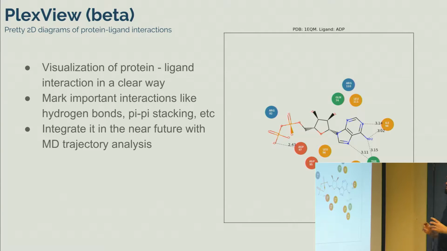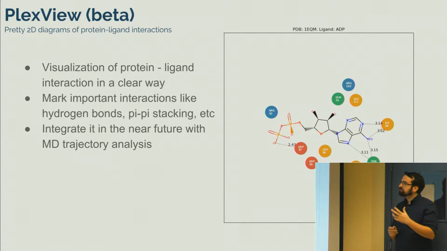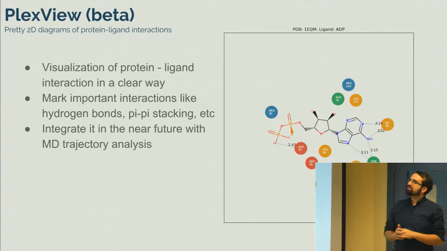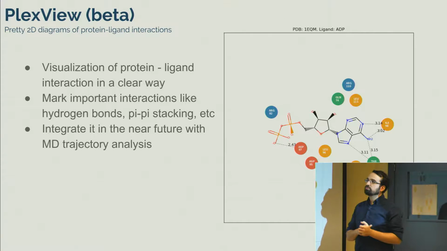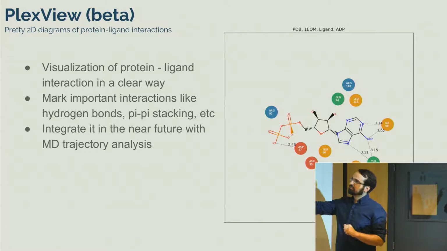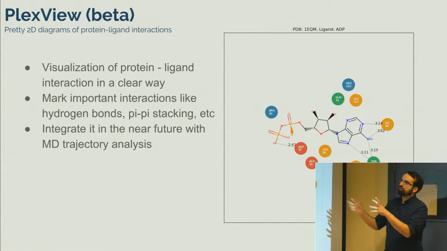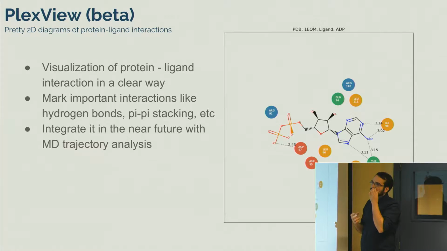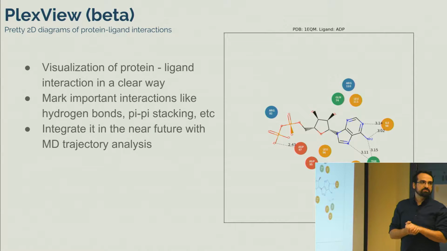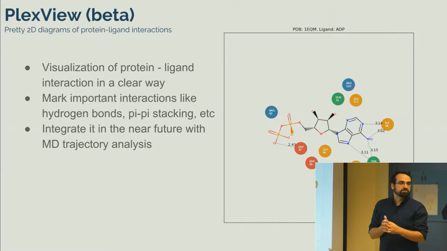And now just one final thing, which is still in beta. It's a new thing that we added to PlayMolecule. It could be interesting to show it to you as well, which is this Plex view. When we have a protein and ligand, sometimes it's not clear how they interact. This is a good tool for visualization of protein-ligand interactions in a clear way, where you mark important interactions like hydrogen bonds, pi-pi stacking, and so on in a visual, 2D way that sometimes may not be as obvious from a 3D visualization. The objective is also to integrate it in the near future with the MD trajectory analysis.